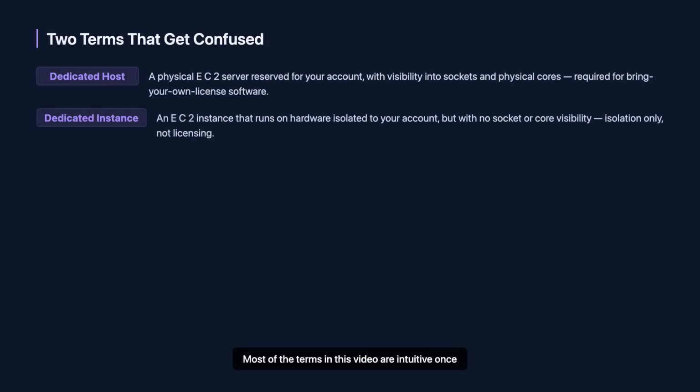Most of the terms in this video are intuitive once you see them in context, so we'll define them as they come up, but two get confused constantly, and it's worth pinning them down now. A dedicated host is a physical server reserved for your account, and crucially, you can see the sockets and physical cores. That visibility is what license audits demand. A dedicated instance also runs on hardware isolated to your account, but you get no socket or core visibility, it's tenancy isolation only. Same word in the name, very different use case.